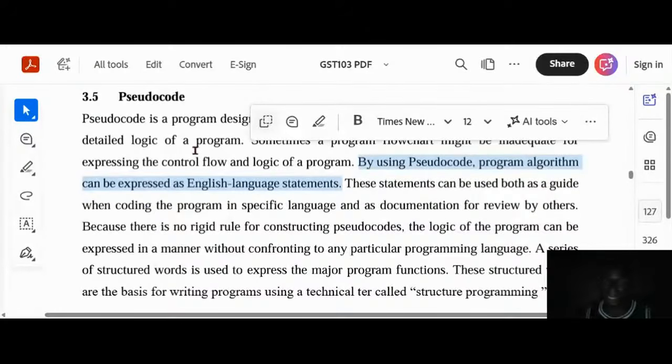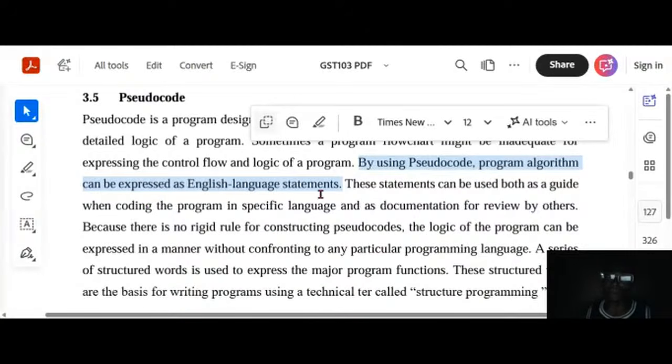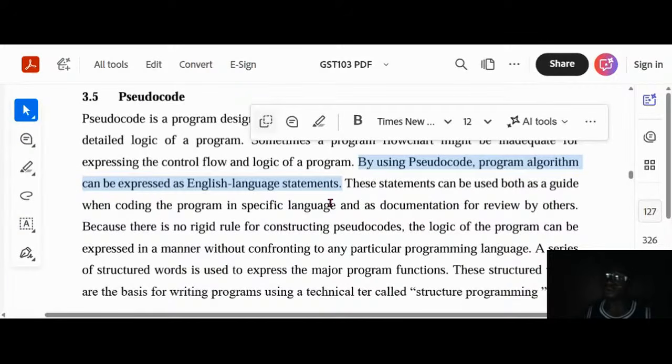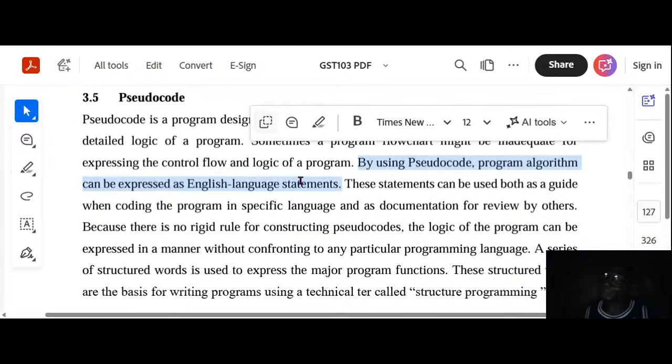Learn the spelling of pseudo. Don't go and be doing exam tomorrow and go and be writing sudoku. I know some of you will be funny tomorrow when it comes to spelling. Learn the spelling of pseudocode very well tonight. Don't go and be using your mother's tongue to spell it tomorrow.